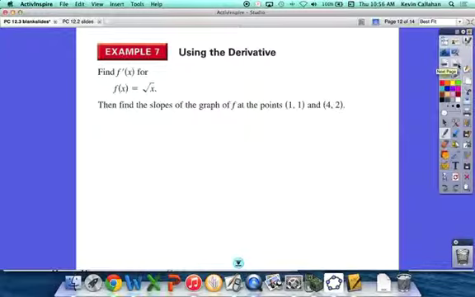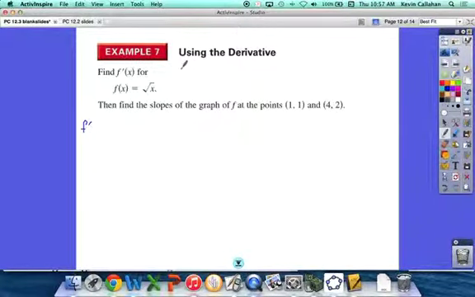Okay, now let's look at a square root function, the most basic square root function. It says find the slopes of the graph of f at these 2 points. Well, it says find f prime of x for this, and then find the slopes of the graph at those 2 points. So we're finding the derivative, same old formula, but let's see what happens with this.